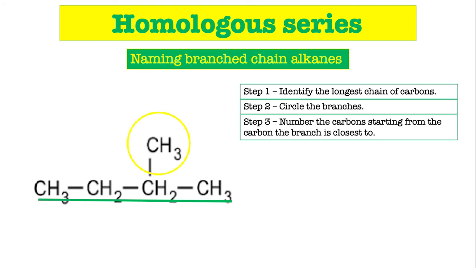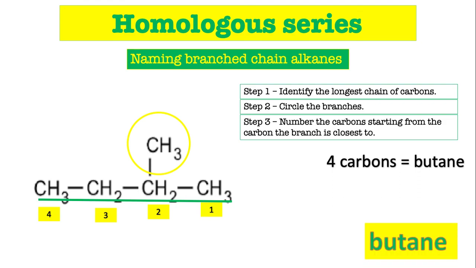The branch is this up here, and now numbering your carbons, you wouldn't start from here because the branch is over at the other side, so you would start numbering. This carbon would be your first, second, third and fourth. Now you've done all the hard work, you just need to put it all together. So 4 carbons in a straight line would equal butane, so that would be the end of the name. The branch has got 1 carbon in it, so 1 carbon would mean it's called methyl.